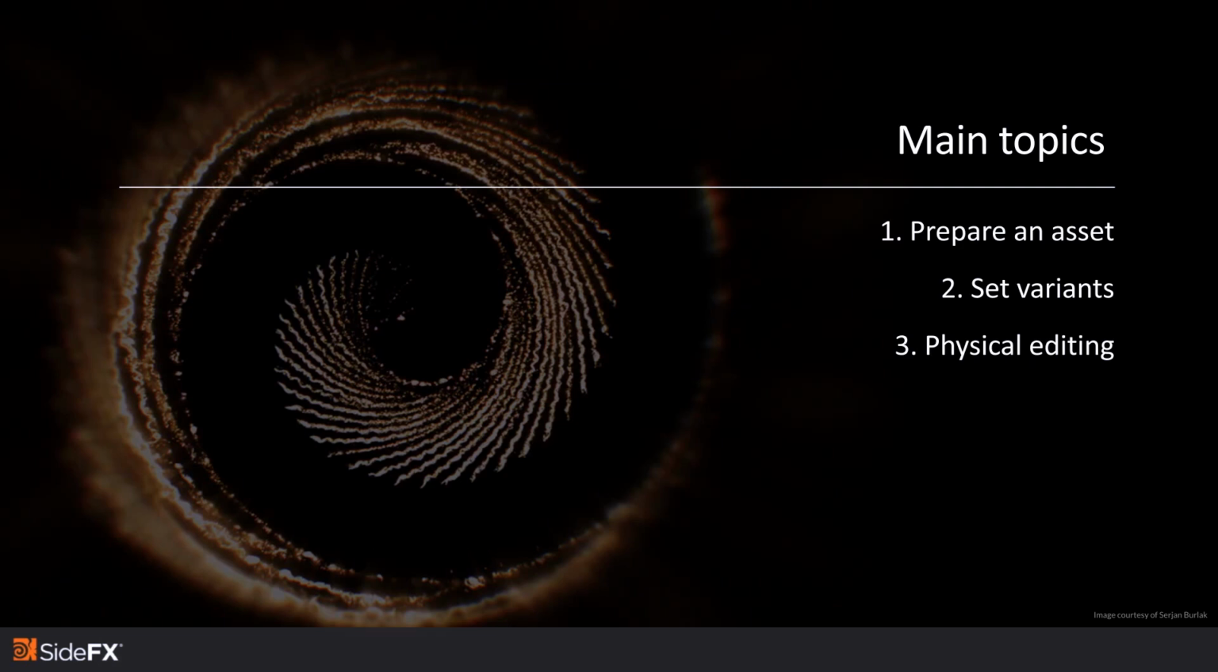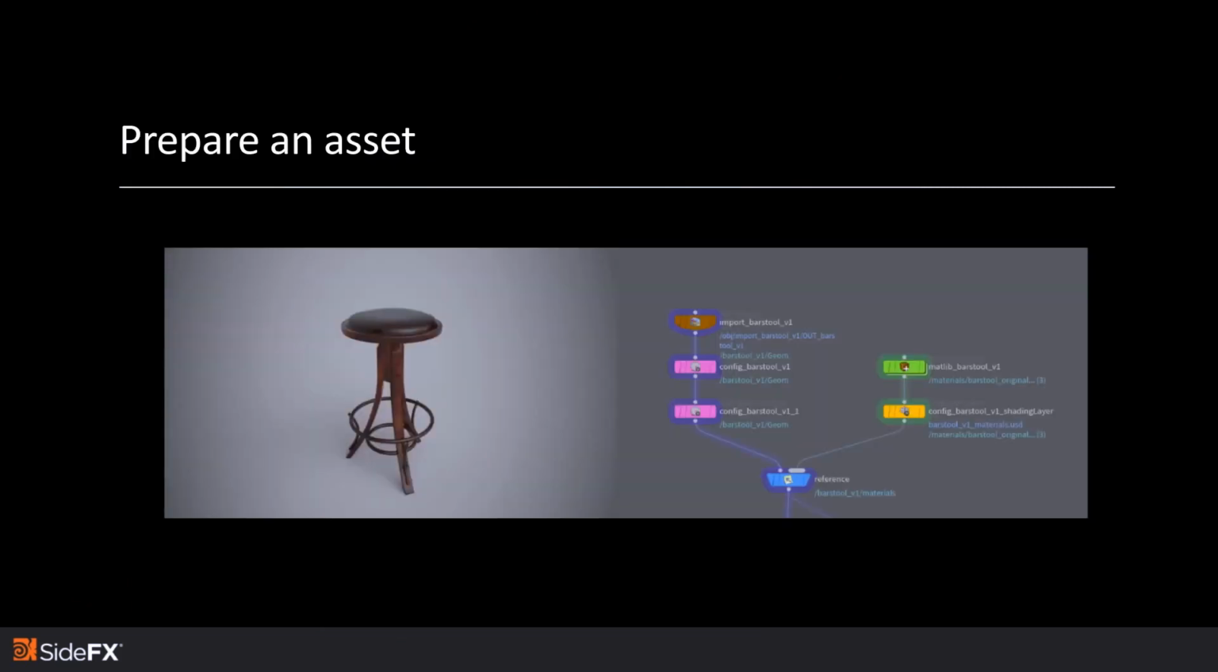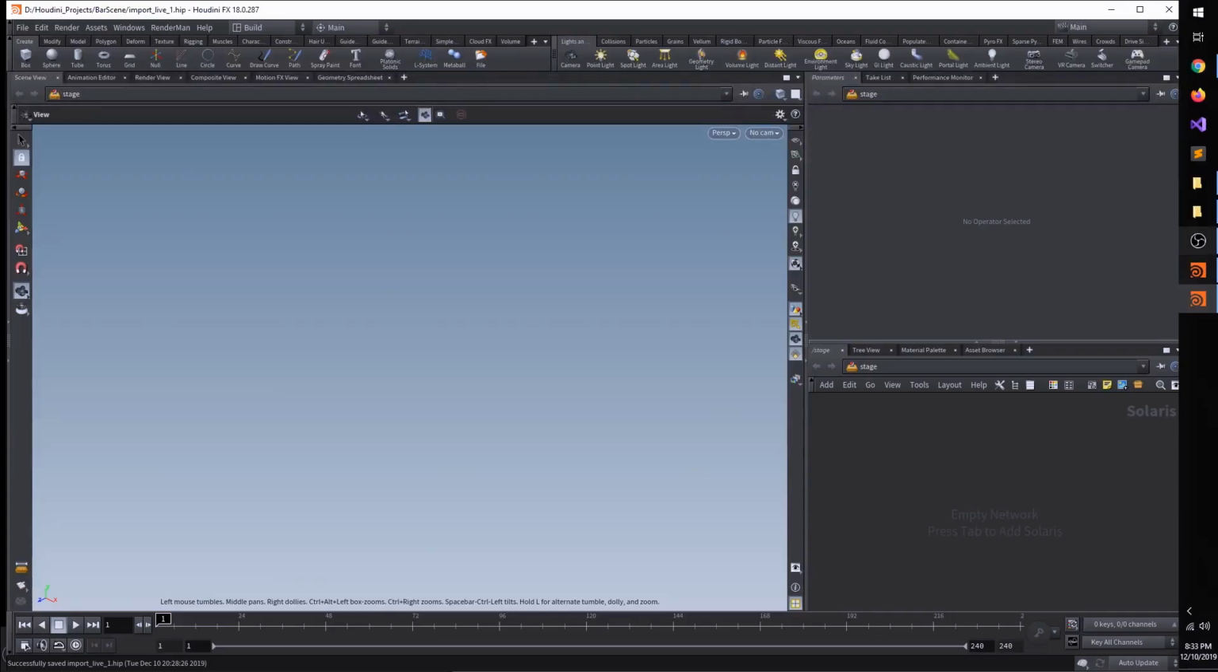I'm going to go through three different examples today: prepare an asset, set variants, and physical editing. First, prepare an asset. The left one is the OBJ file I want to use today. That is a bar stool, and the right side one is the node network. But I'm going to do a live demo.